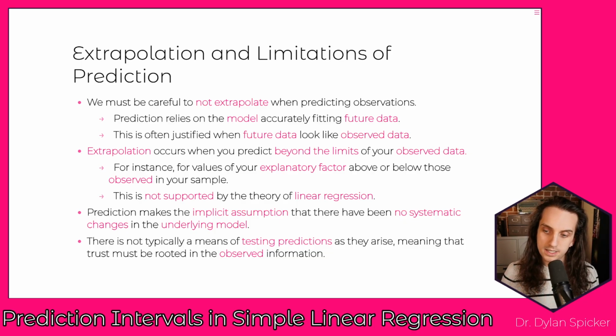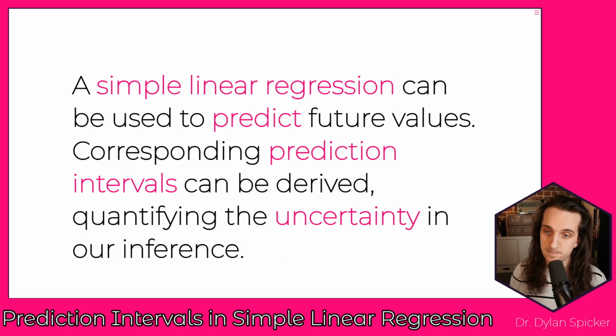Okay. There's not going to typically be means of testing predictions as they arise, meaning that we have to be trusting our observed information. As you perform your predictions, if you're making decisions based on these predictions, it's not until after the actual result has happened that you'll know if your prediction was correct or not. If your prediction was not correct, there may have already been consequences for this, right? And so we need to really be able to trust that the future is going to look like the past.